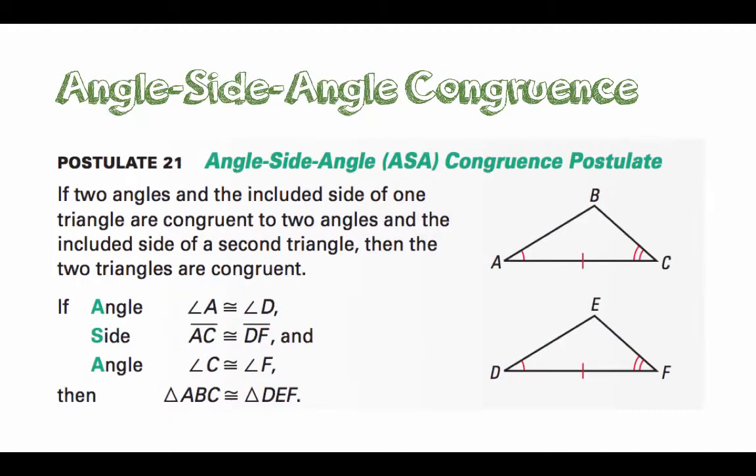Angle side angle is just like that sing-songy sandwich, but we're using angles as the bread and the side as the filling. So we're going angle side angle when we have an angle, the side, and another angle. If we were to flip these triangles over, all we have to do is confirm that they are corresponding parts. If we can confirm that they are corresponding parts, it works out.